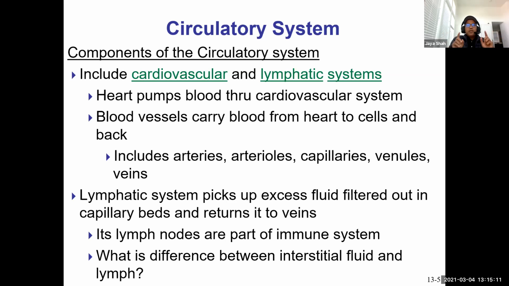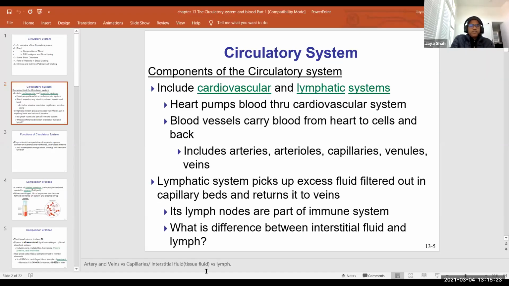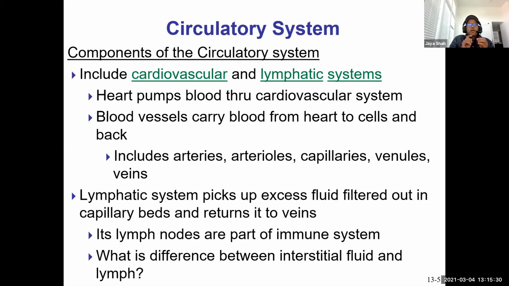Are you following me? So the cardiovascular system is a closed chamber. Okay. So blood vessels are arteries and veins. Arteries carry blood away from the heart. Whereas veins bring blood to the heart. Okay.